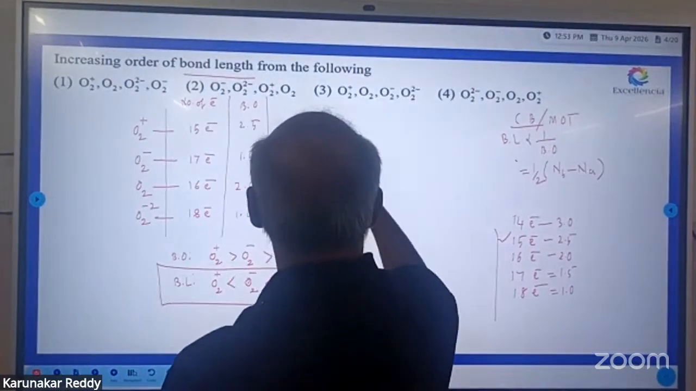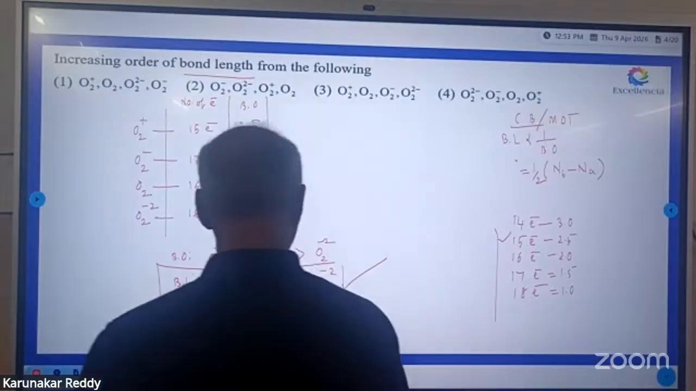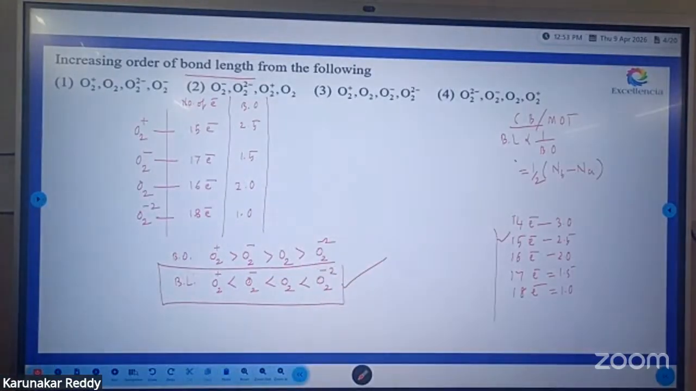Yeah, increasing order means vote. This one is the answer, correct answer, O2 plus like this.